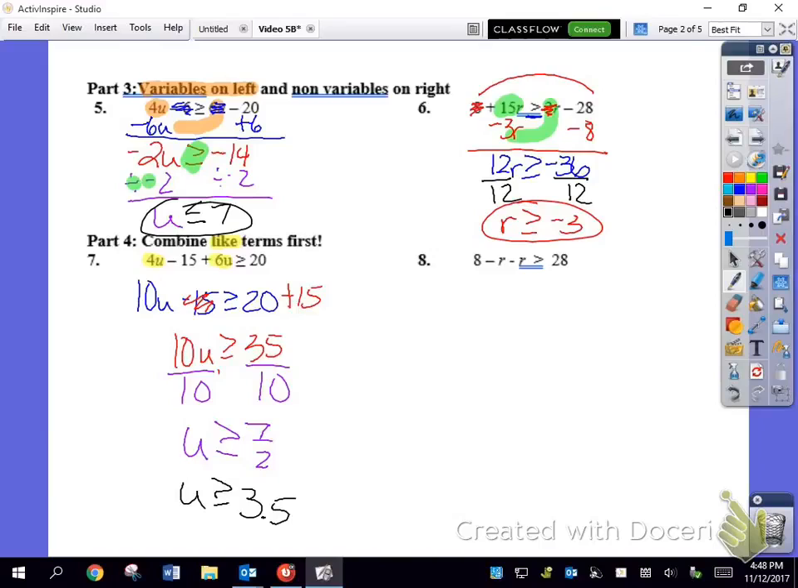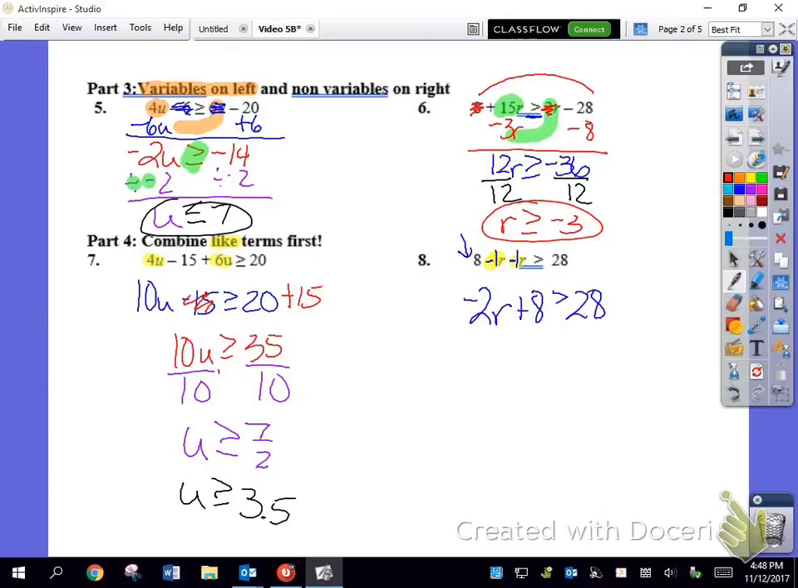So you can either leave it as a fraction or change it to a decimal. On number 8, look for like terms. The r's are the same. Remember, that's the same thing as saying negative 1r, negative 1r. So that's negative 2r. This right here is a plus 8 is greater than 28.